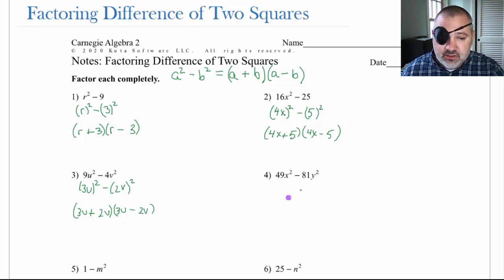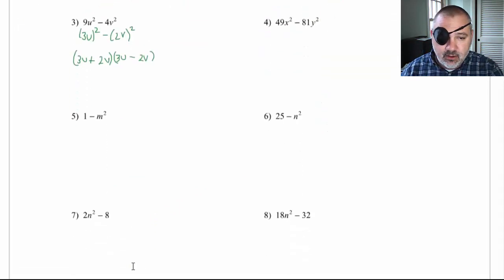This one over here is just another example. But what happens if the variable comes second in these cases down here? Let's take a look. Does it change what we're doing? It doesn't.